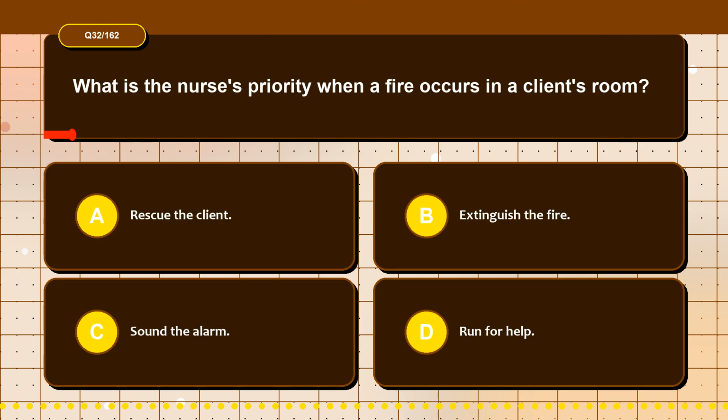Question 32. What is the nurse's priority when a fire occurs in a client's room? Here are the options. Option A. Rescue the client. Option B. Extinguish the fire. Option C. Sound the alarm. Option D. Run for help.